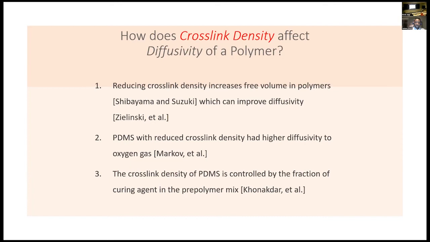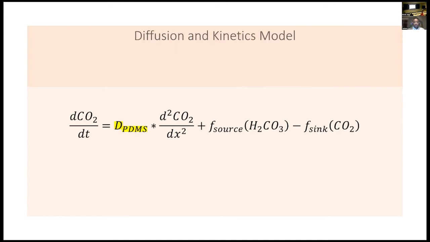And so the last thing we found is the cross-link density is literally just controlled by the curing agent to prepolymer mix ratio. And that's something you control when you fabricate the PDMS. And that's what we were doing anyway. So we basically look at this equation. The carbon dioxide rate over time is equal to this. It's equal to the diffusion, but also equal to kinetics.